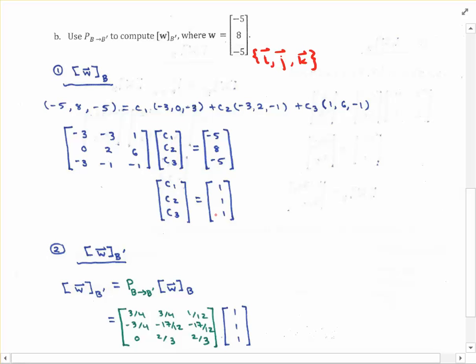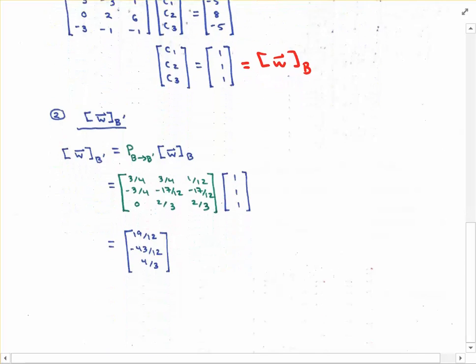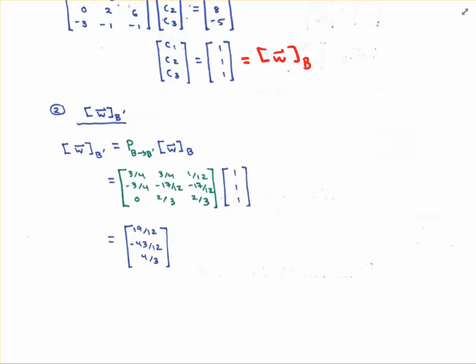And you could quickly check that if all these coefficients were 1s and you combined all three of these vectors together, you actually would get the entries -5, 8, and -5. Alright, but anyway, what this vector is, it's the vector W with respect to the basis B. Now why do we need that? Well, it's going to help us in conjunction with the transition matrix to figure out the components of W with respect to B prime.